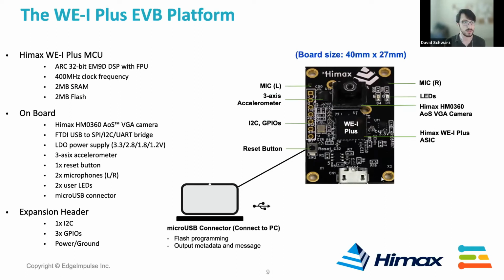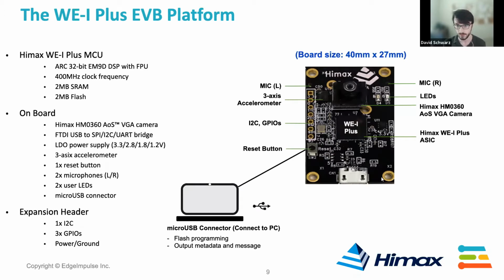And so now let's talk a little bit about the board we'll be using today, which is the Himax WE-I Plus evaluation board. The chip that powers this, the WE-I Plus, is a really powerful DSP core. It has a ton of memory and flash for storing and running machine learning models. And it's just really, really fast. As we'll see, it can do image classification in basically real time. And it enables a host of really cool low power use cases that aren't possible without that kind of acceleration.